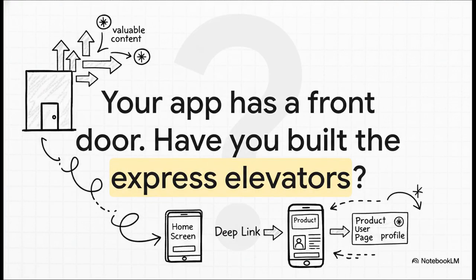Which brings us to the final thought I want to leave you with. Every app has a front door, right? The home screen. But the great apps, they have more than just a front door. They have express elevators. And that's exactly what deep links are. They are the elevators that skip the lobby and take your users straight to the good stuff, creating that amazing experience that makes them want to come back again and again.